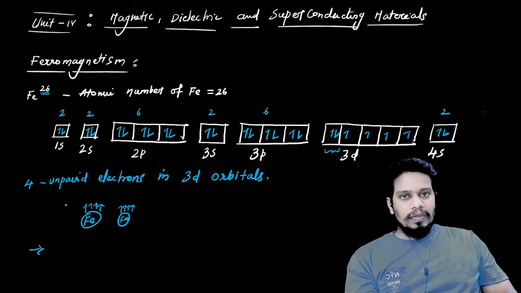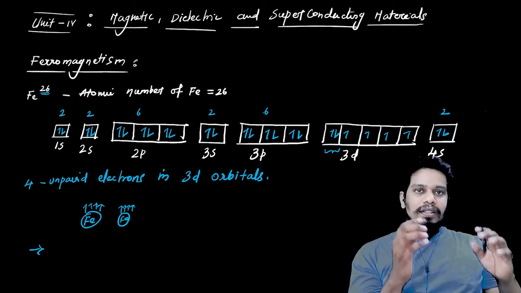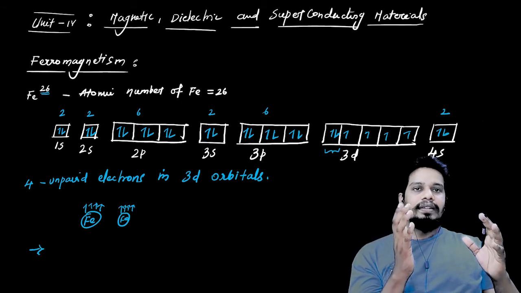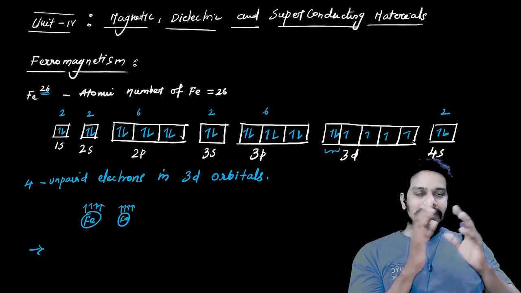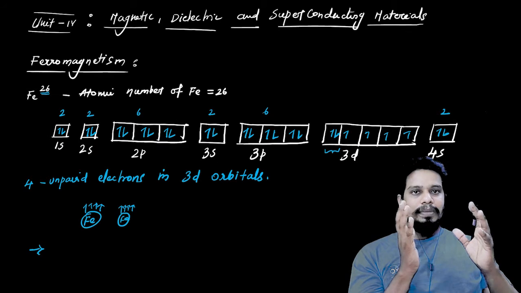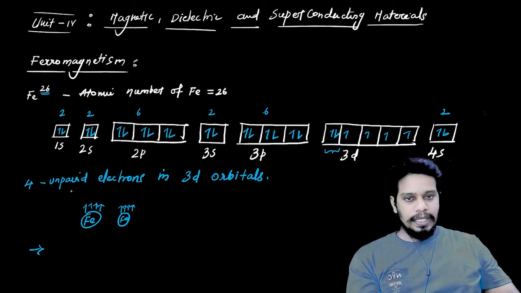So, what does ferromagnetism mean? The unpaired electrons create the magnetic moment. It will create the resultant magnetic field. This resultant magnetic field causes a spontaneous magnetization that is called ferromagnetism.